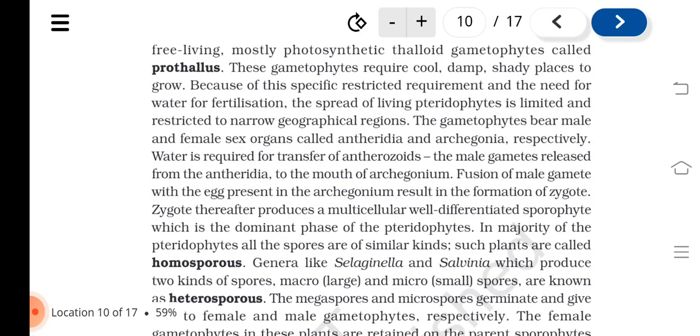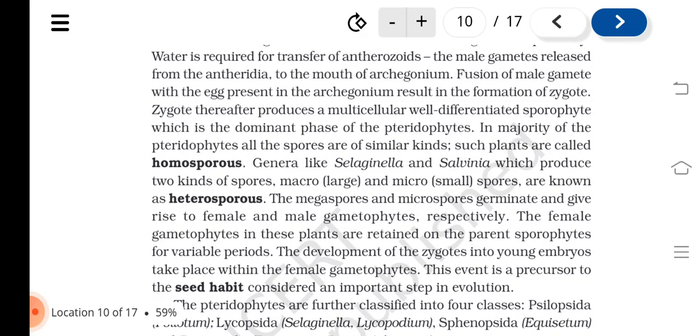Zygote thereafter produces a multicellular, well-differentiated sporophyte, which is the dominant phase of the pteridophytes. In the majority of the pteridophytes, all the spores are of similar kinds. Such plants are called homosporous. Genera like Selaginella and Salvinia, which produce two kinds of spores, macro and microspores, are known as heterosporous.